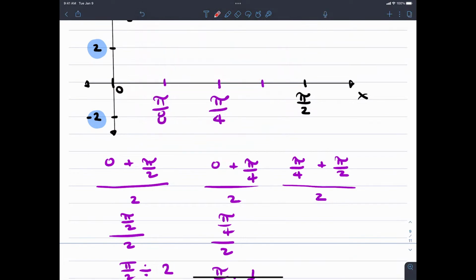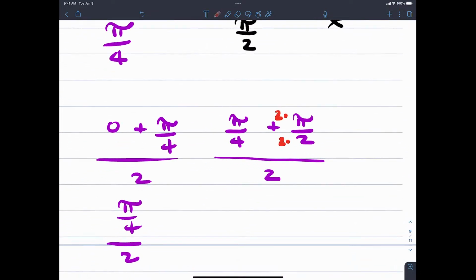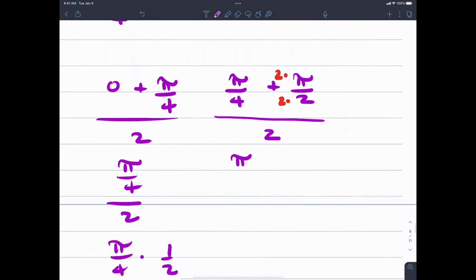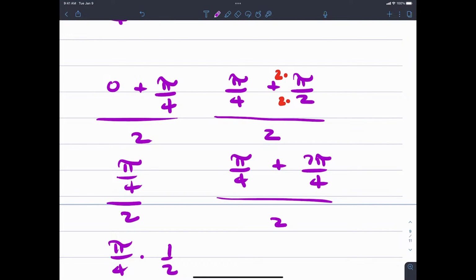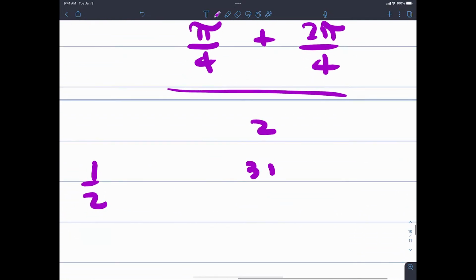So what do you guys do? Right? We're over here. How do I get the same denominator? There has to be a 4. What do I do? Multiply the top by 2, the bottom by 2. Is that right? And what do you guys end up with here? Pi over 4 plus what? 2 pi over 4, divided by 2. Don't you now have the same denominator? So what do you get for the numerator here? What's pi over 4 plus 2 pi over 4? Isn't that 3 pi over what? 4 divided by 2?